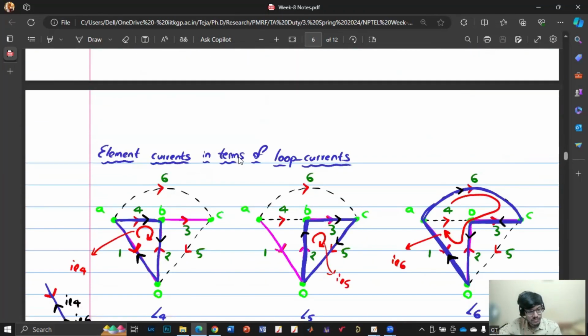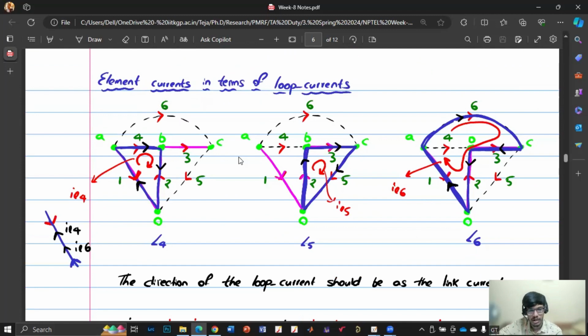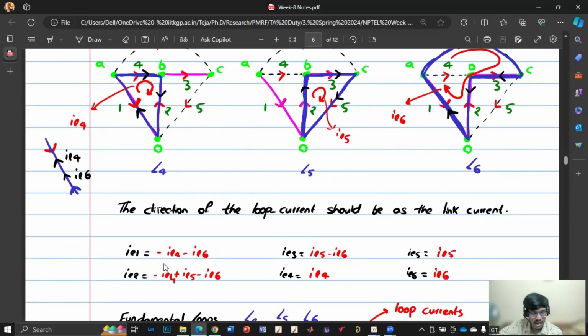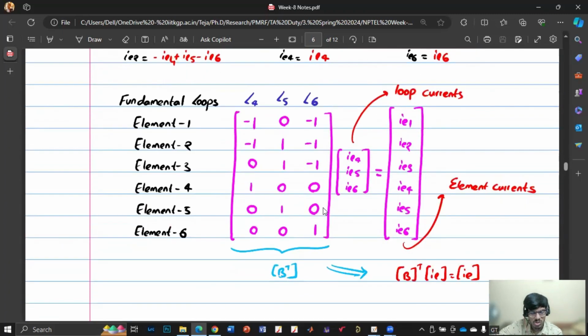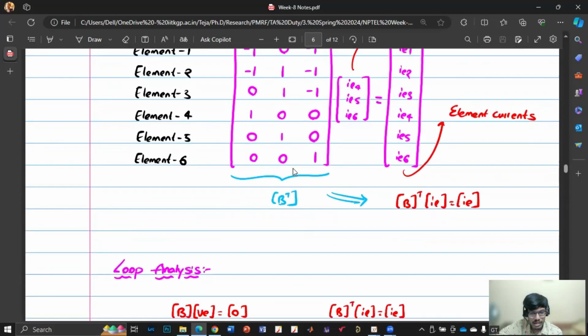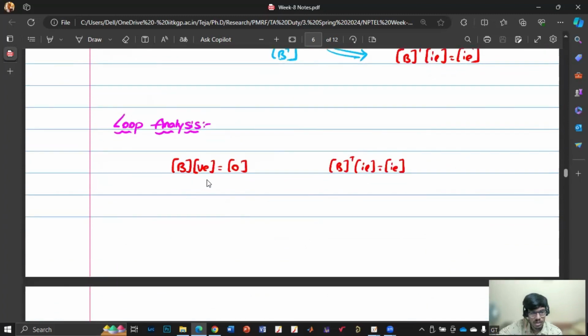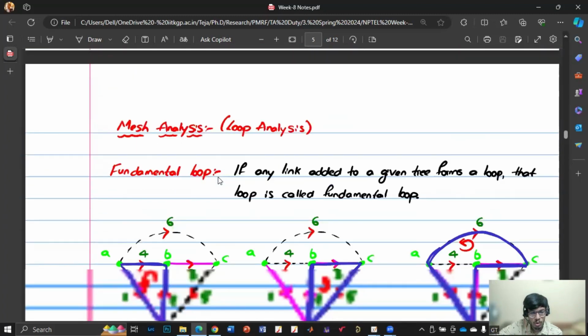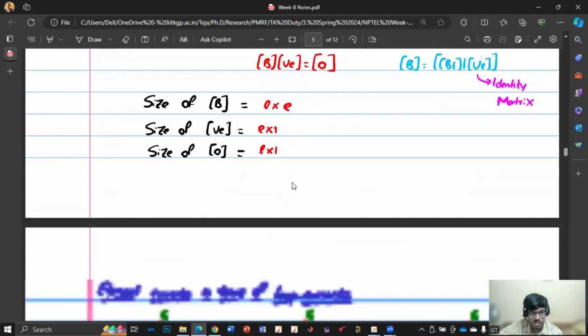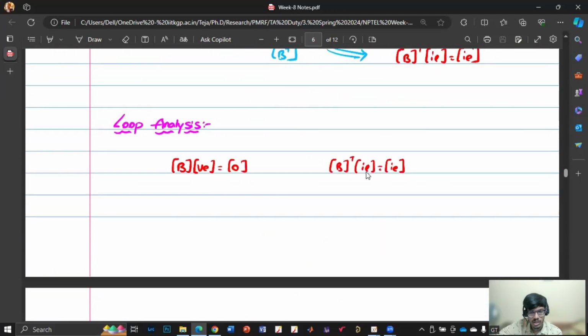Now we get the other equation of the B matrix, which is the B transpose matrix. In this part, we represent the element currents in terms of the loop currents. The loop current decides the direction of the current, and here also we get another identity matrix, which gives us the other equation. So from the fundamental loop analysis, we got B into V equals 0, and B transpose into IL equals I.